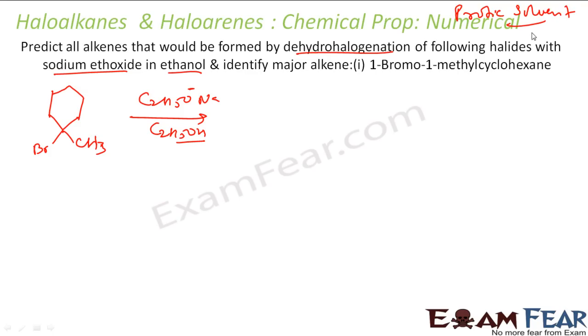Protic solvent means it is either my SN1 or E1. Correct? These two are possibilities. Now it talks about dehydrohalogenation, that is, I am talking about E1 reaction. So in this case, this is my alpha carbon and I have 2 beta carbons.